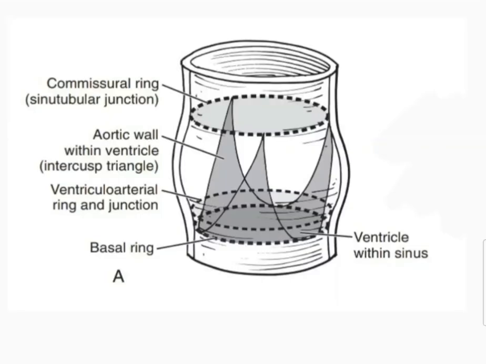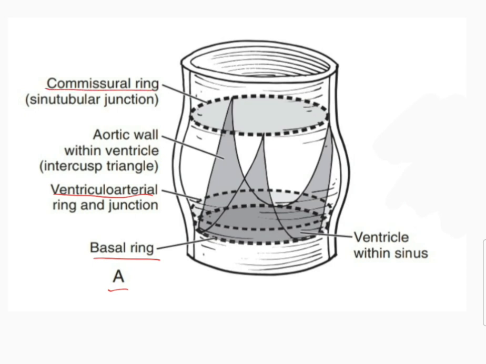The aortic root is not just a tube. It's a complex functional unit connecting the heart to the rest of the body. If we look at part A, we can see three rings: the basal ring, the ventricular-arterial ring, and the commissural ring.